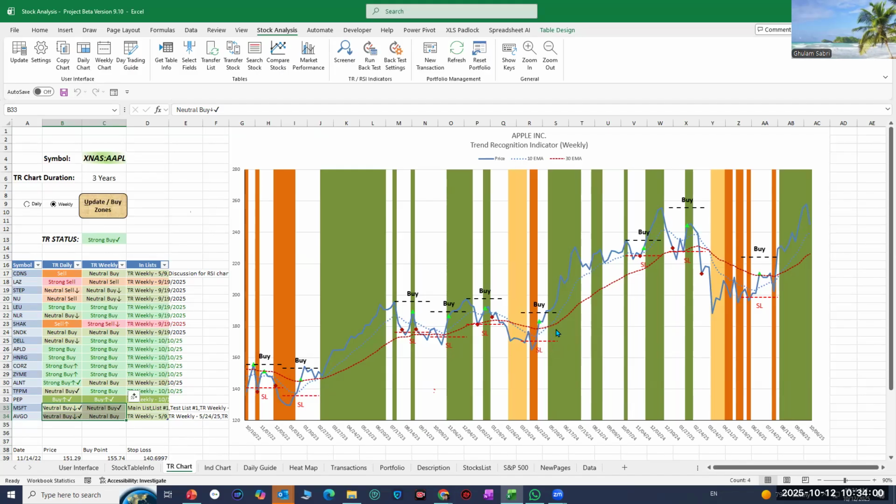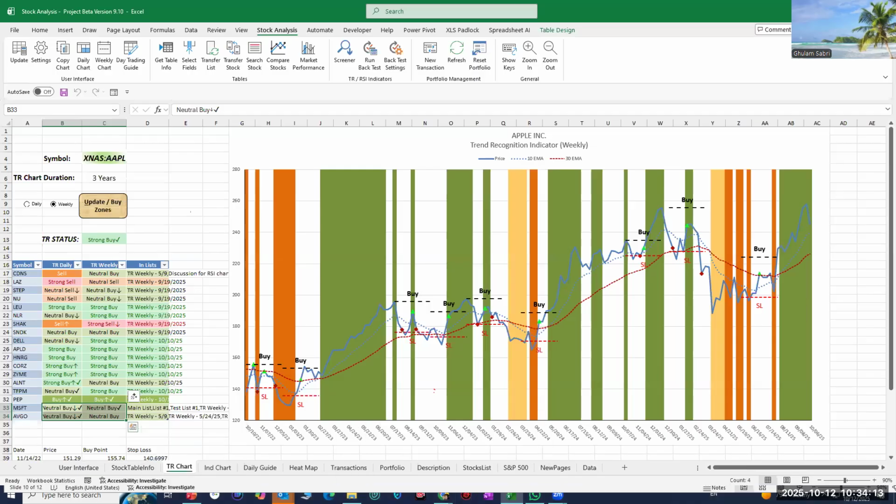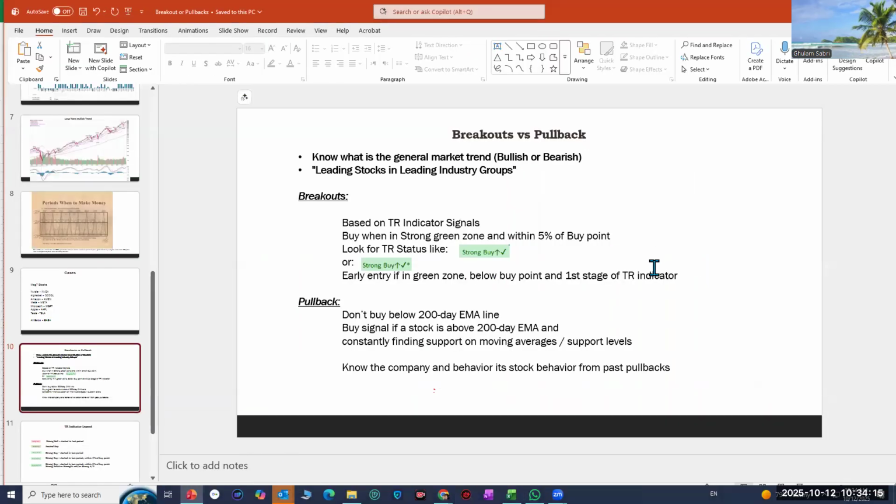Maybe the trend is changing its direction. Maybe the market is changing its direction, coming from green to red zone. Then probably this buy point will fail and it will fall down. Simple as that. So we must not blindly follow the chart. We also take a look at what the general market trend is right now, and whether this stock is showing good relative performance within its industry group, as well as against the broader index.